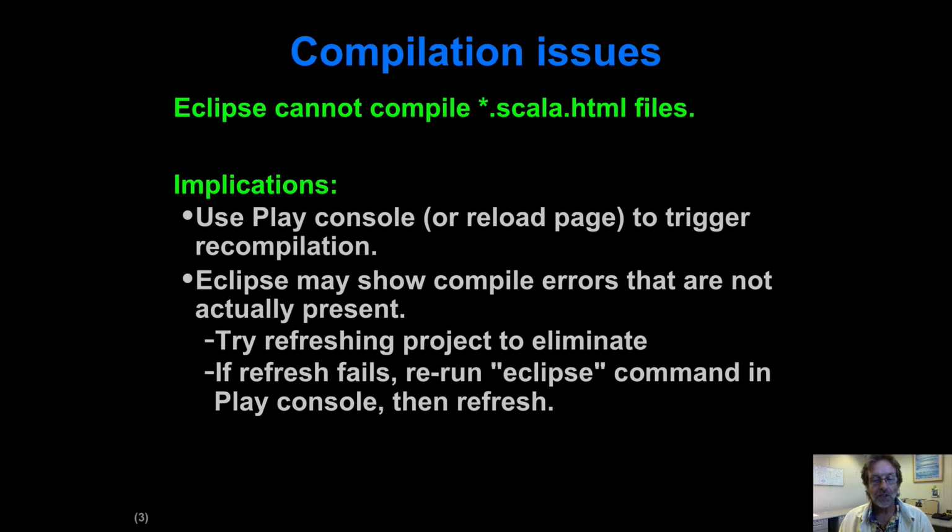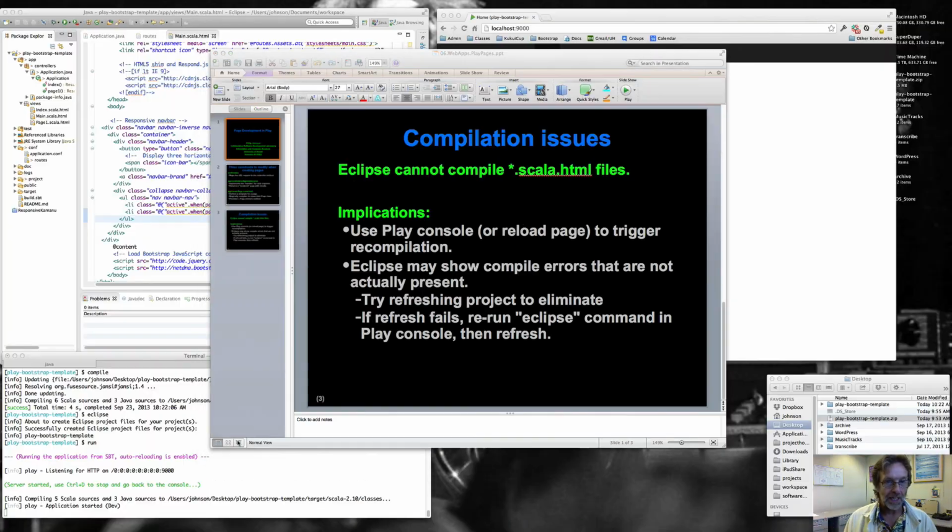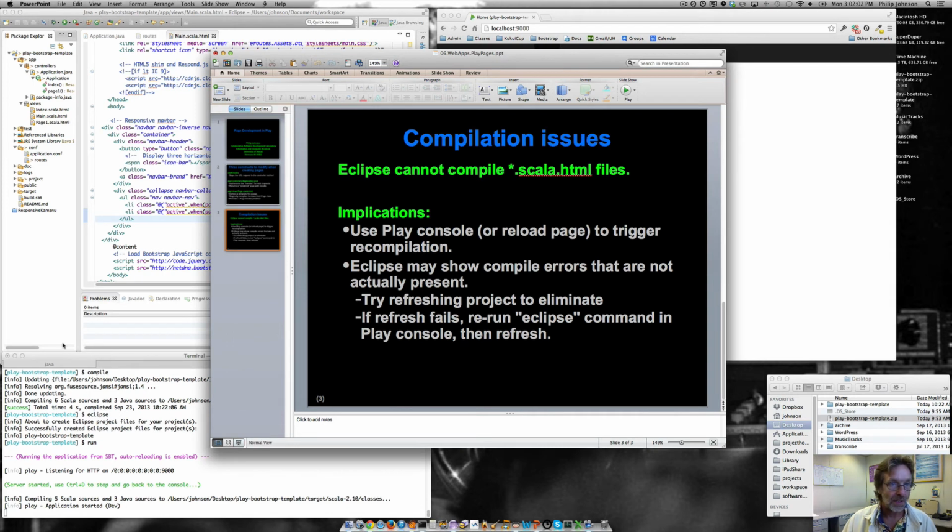Most of the time, you can simply refresh the project in Eclipse and that's going to eliminate the errors. What I've noticed is that upon rare occasions that won't work. What appears to fix it for me is to go into the Play console, type eclipse to regenerate the .project and the .classpath files, then do a refresh in your browser and it appears to go away. So if we see that problem, we'll try those two techniques. Hopefully they'll work. All right, so let's go on to our actual system.